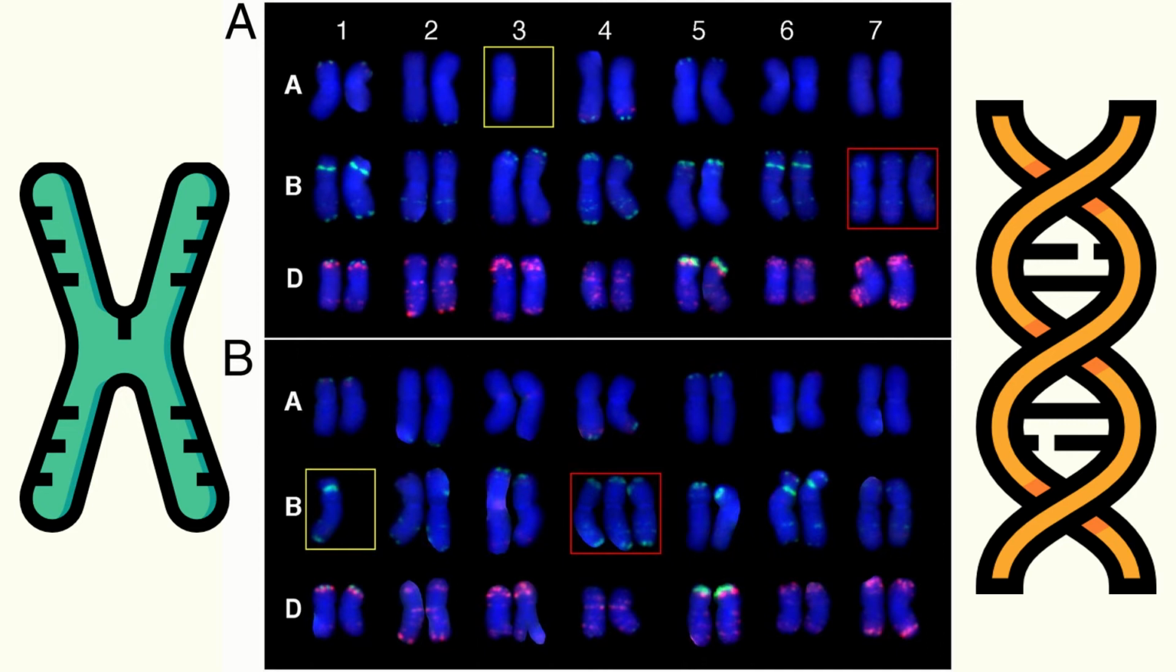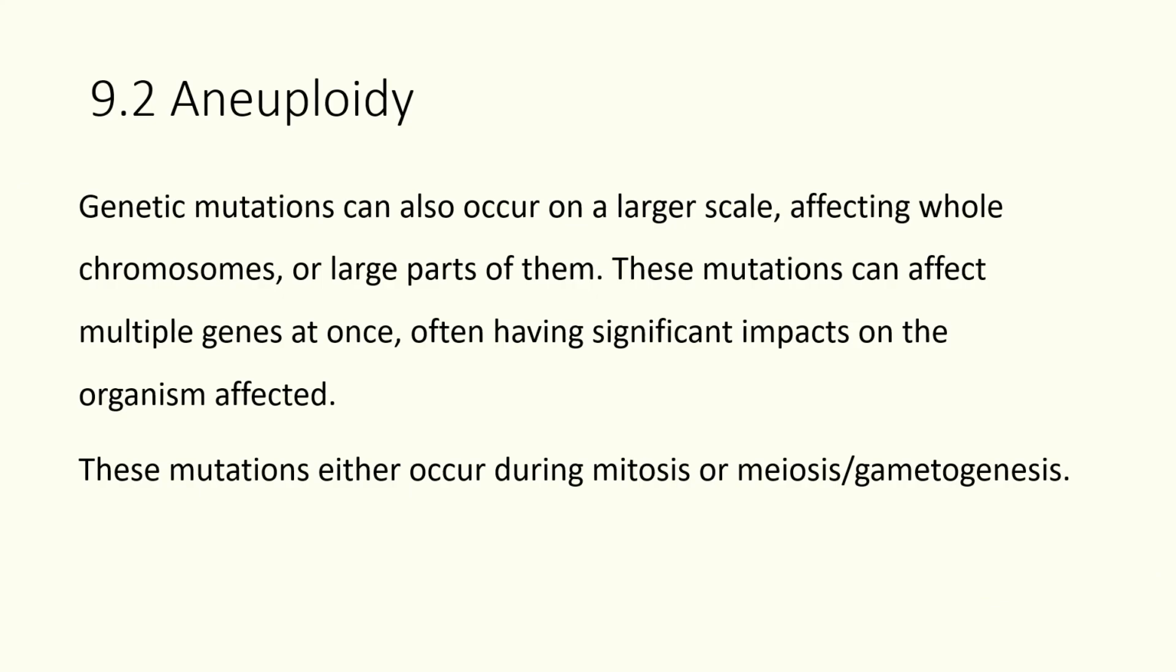You can see in this image, these chromosomes, we don't have homologous pairs for all of them. That A3 there only being a single chromosome and B7 having three. These sorts of issues are known as aneuploidy, and the second type of mutation we're going to be looking at. So these are genetic mutations that are occurring on a larger scale. They're not affecting just a single nucleotide. They're affecting generally whole chromosomes or large parts of them, and they're affecting multiple genes at once.